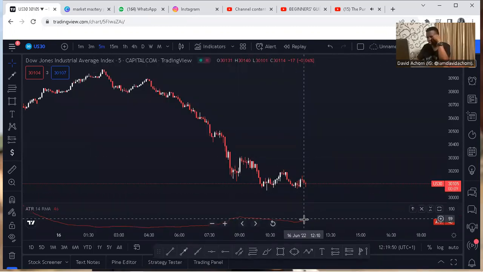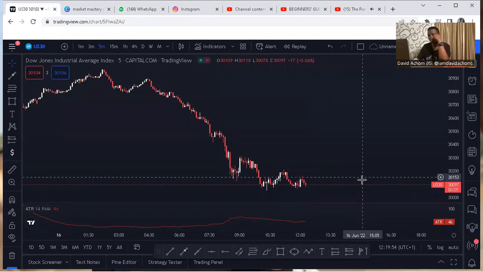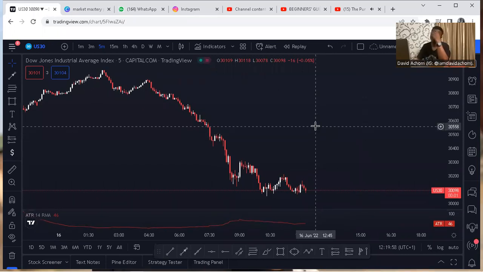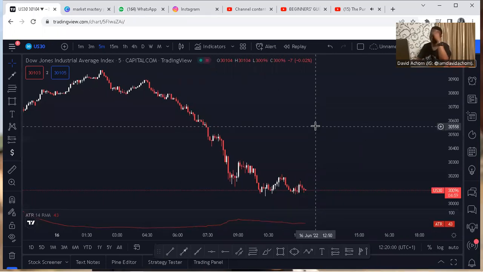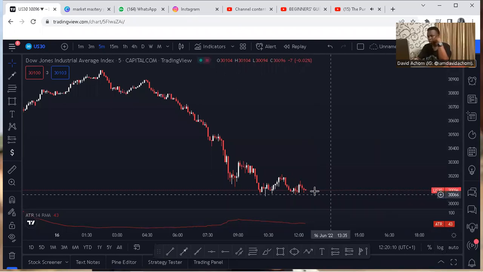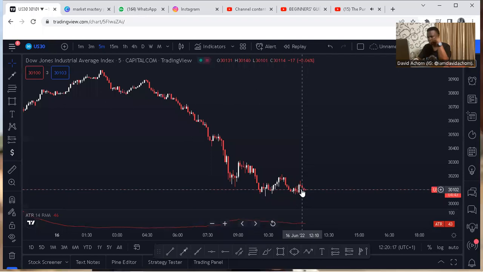What does it do? I've stopped using it, so I don't really remember exactly. But basically it shows you what's happening in the market. I use average true range to set stop loss. So this 43, I'll calculate 43 pips from wherever the price is, and that's where I put my stop loss.